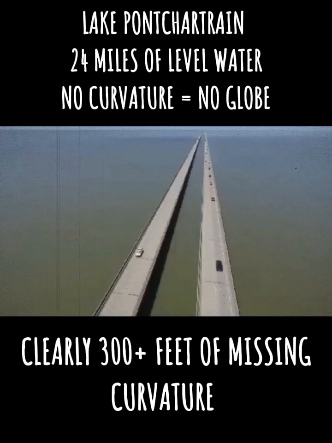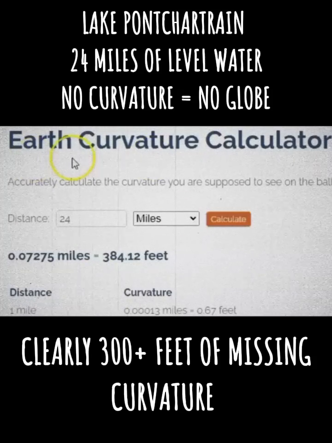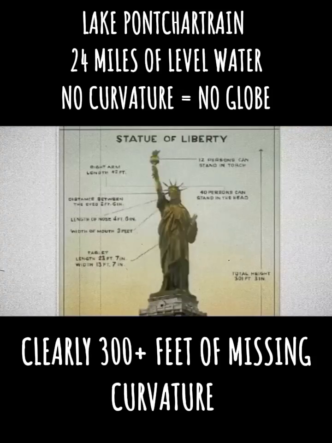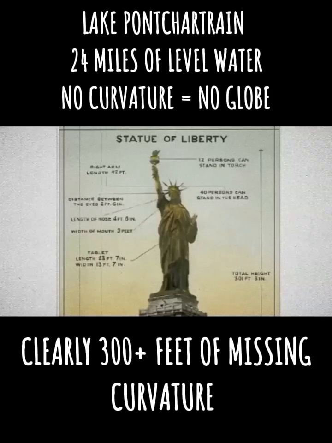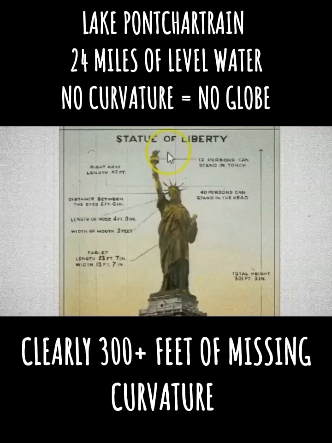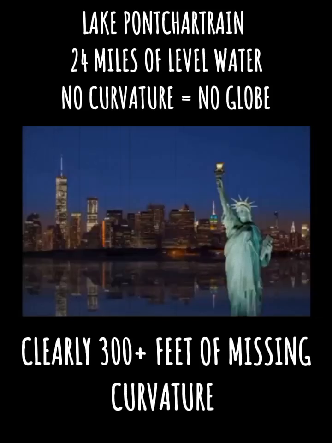Now getting back on topic with Lake Pontchartrain, again at 24 miles, which would calculate at 384 feet when it comes to the so-called curvature rate. Now just for reference, let's take a look at the Statue of Liberty, 301 feet tall, from the bottom to the very top of the torch itself. And as you can see, obviously the Statue of Liberty in the New York Harbor.